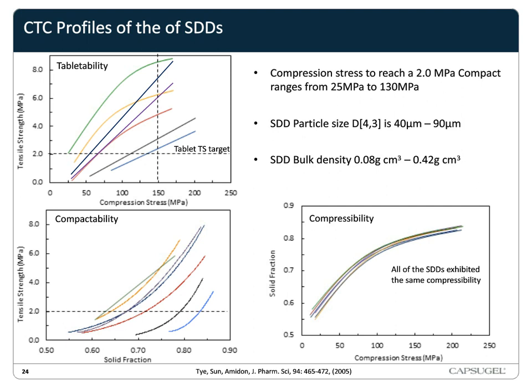The SDD particle size for this case was 40 to 90 microns, so the CTC profiles weren't performed on the 10 micron one that we made. And again, we had the same bulk density range, which was 0.08 to 0.42 grams per cc.